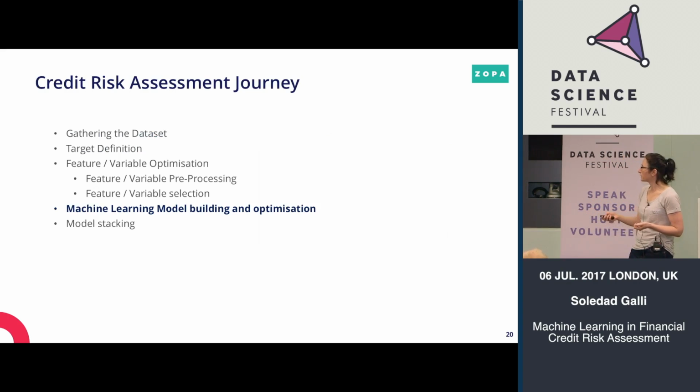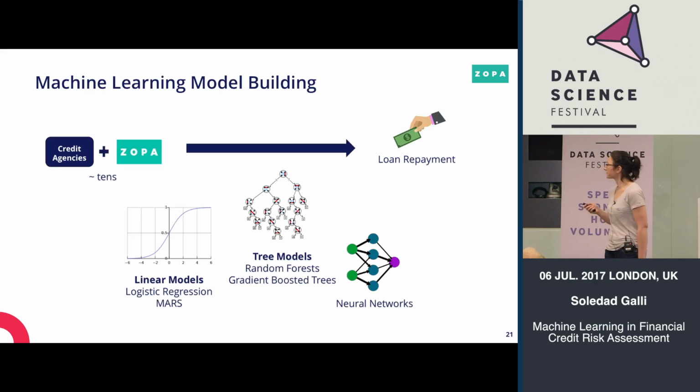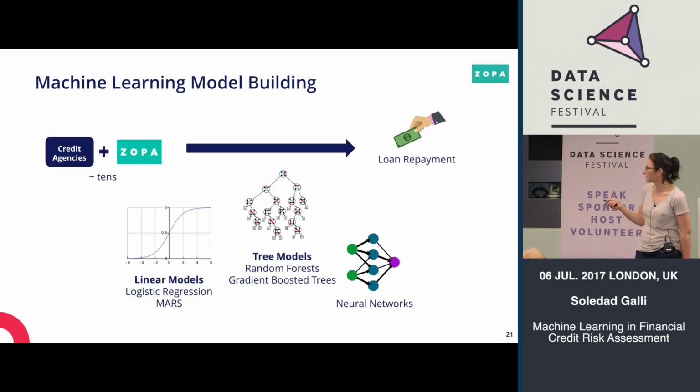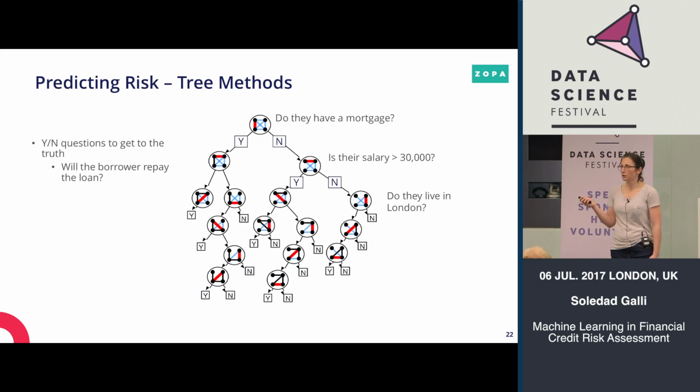So what are our machine learning models? What do we use to predict credit risk? At Zopa, we like to build as many models as possible. So we use linear models, and we build logistic regression and multivariate adaptive regression splines. We also build tree models, in particular random forest and gradient boosted trees. And we also build neural networks. So just to give you an intuition of how these models work, for those that are not familiar.